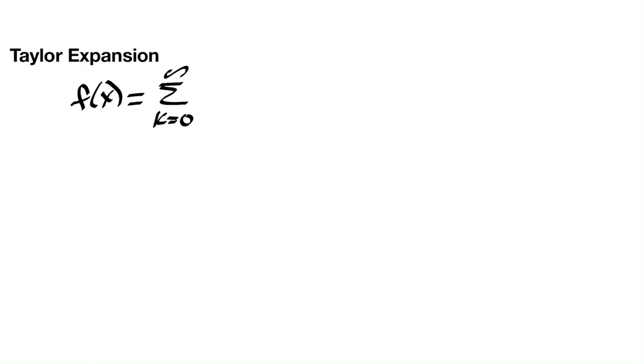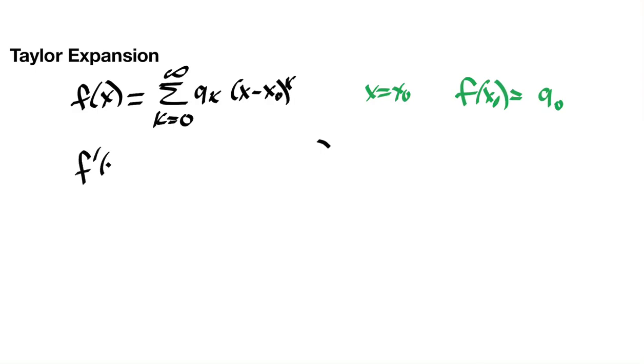So if we've got f of x equals the sum as k goes from 0 to infinity of a sub k times (x minus x naught) to the k. Well, the first thing you notice is what happens if you put x naught into the equation. If you put x equals x naught in the equation, every term becomes 0 except the very first one. So you're left with f of x naught is equal to just a 0.